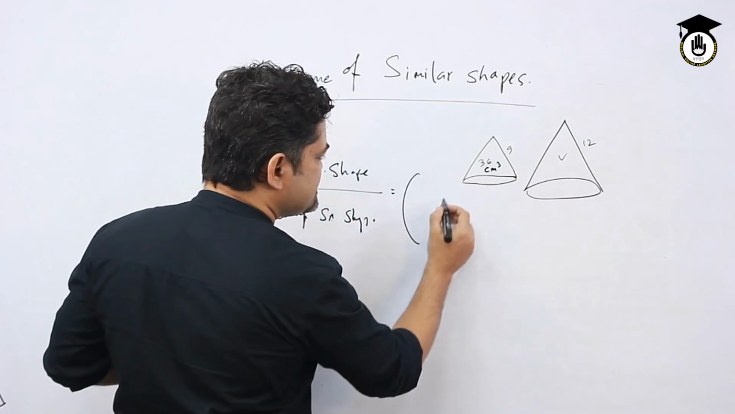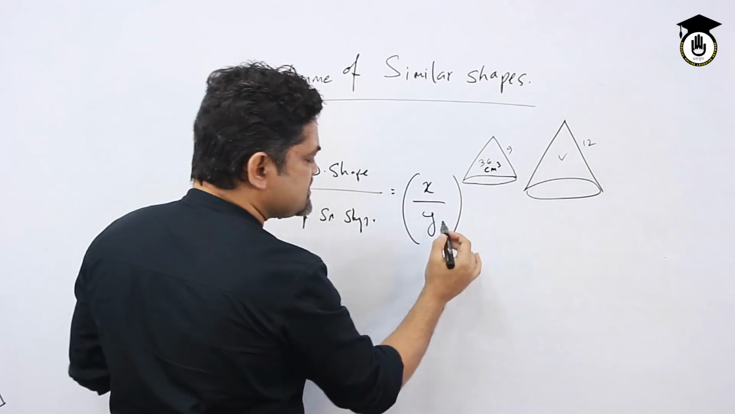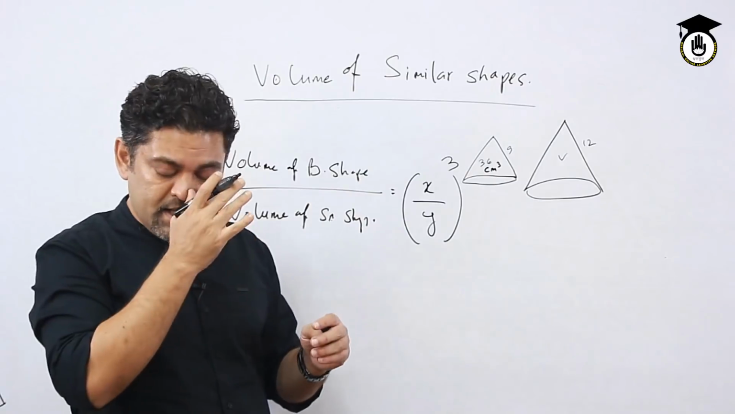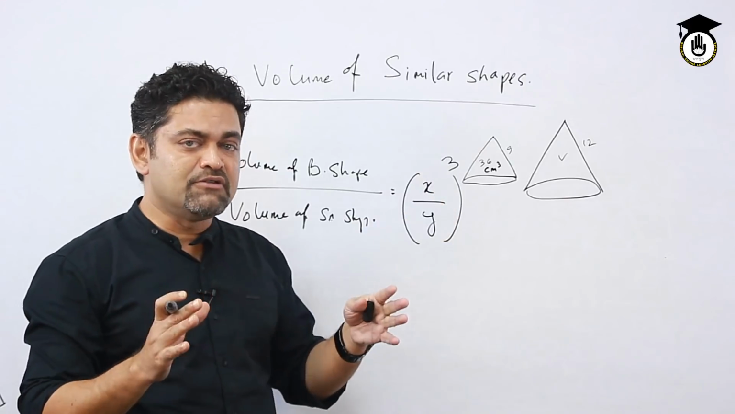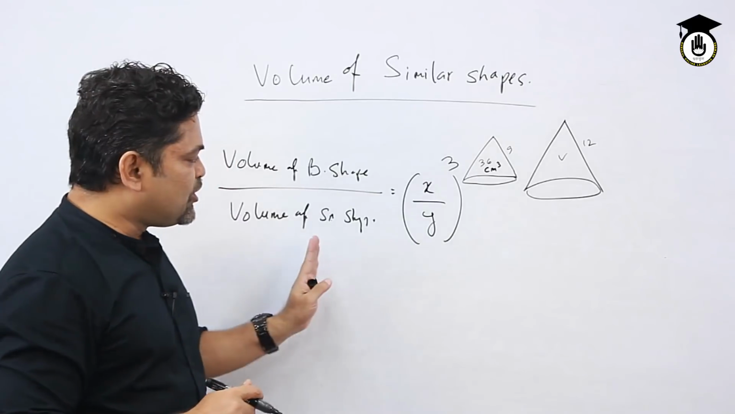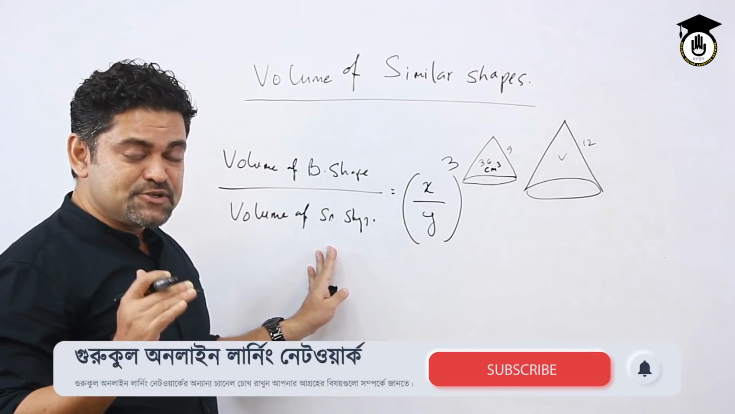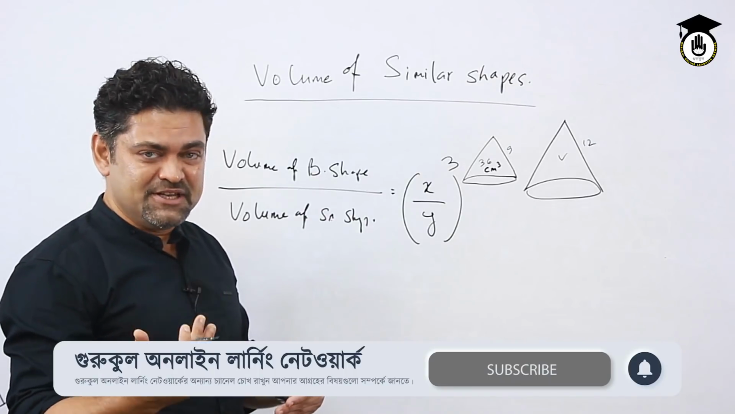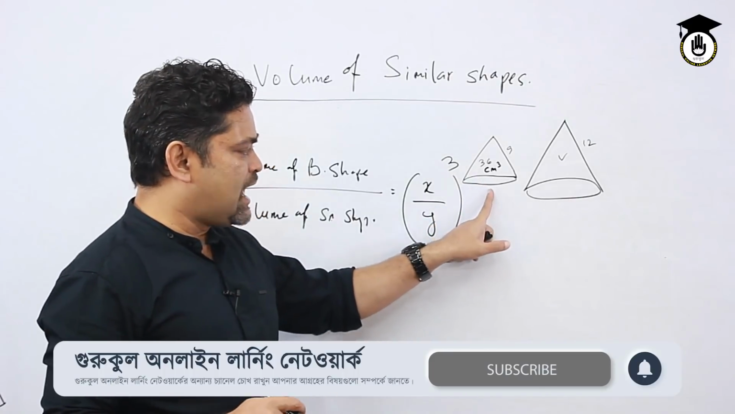Another thing that changes is this: if I consider the corresponding side x of the bigger one and the corresponding side y of the smaller one, then I must write cube. In area I wrote square, but in the case of volume I write cube, because volume always comes in cube and area always comes in square. You must remember it. So the formula is almost the same. I am using this so that students can easily understand what to change between the area problem and the volume problem. Now I am coming to the maths.